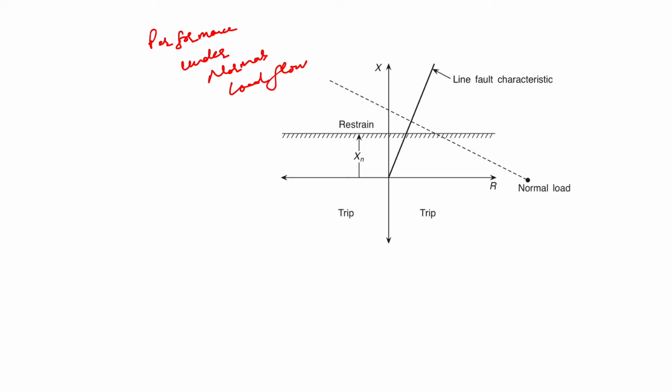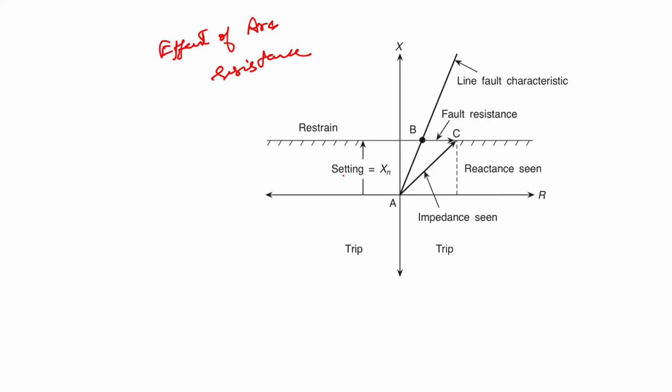The question may arise for the engineers: why bother about a relay which cannot even restrain on the load? The answer lies in the superior performance of the relay in the face of fault resistance. So we can discuss the superior performance in the face of fault resistance. Now let us consider the effect of the arc resistance on the reach of the reactance relay.